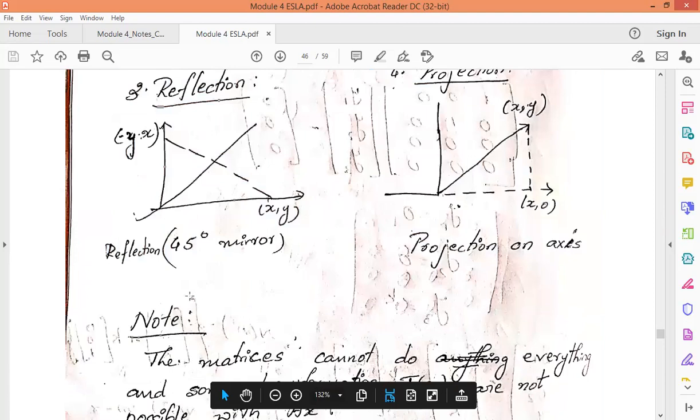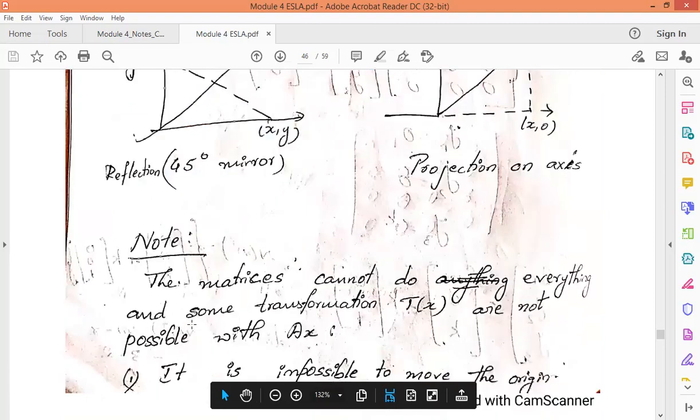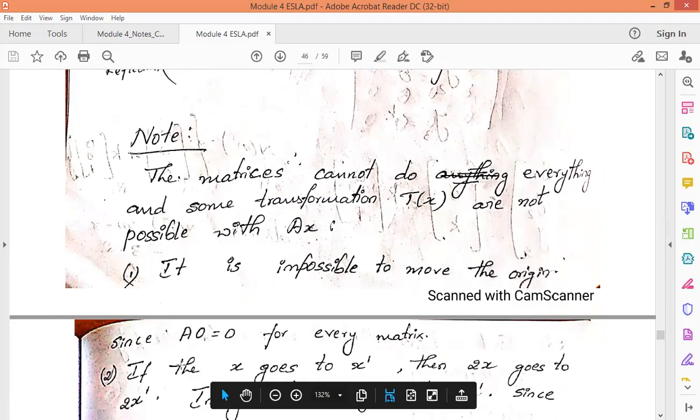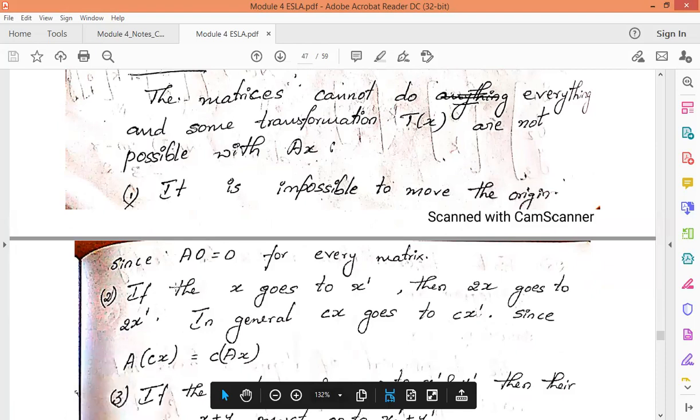But whatever matrices we consider, they cannot do every operation. Some transformation functions are not possible with the matrix A x. For example, if we consider the origin, we cannot move the origin. It will stick at the point itself. That cannot be changed, so that operation cannot be performed with the matrix.